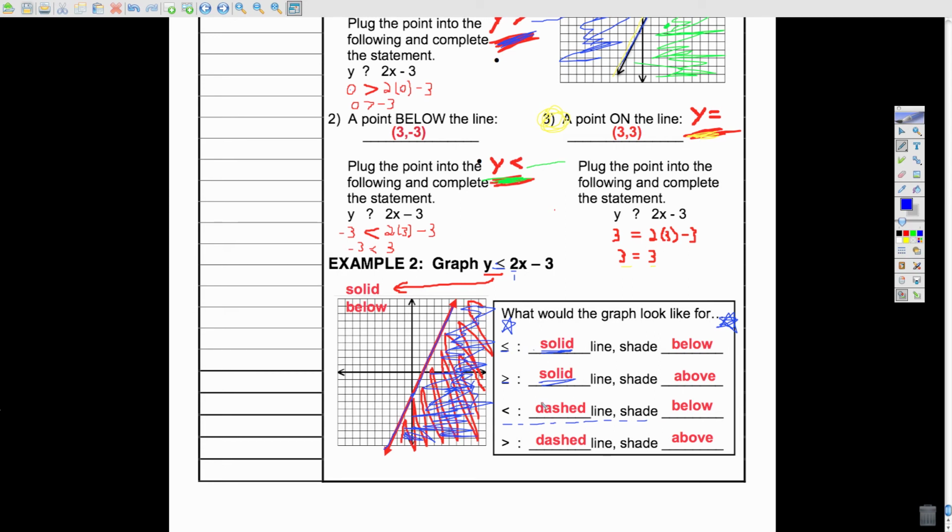And that's how you graph an inequality. So you've got to see, is it a solid line or is it a dashed line? And then you've got to figure out, okay, do I shade below the line or above the line?